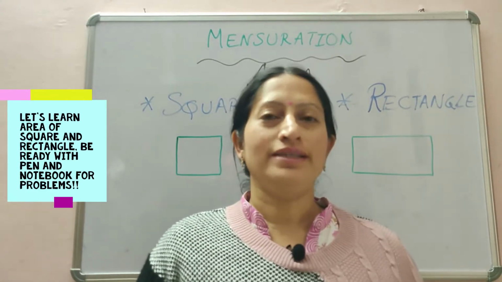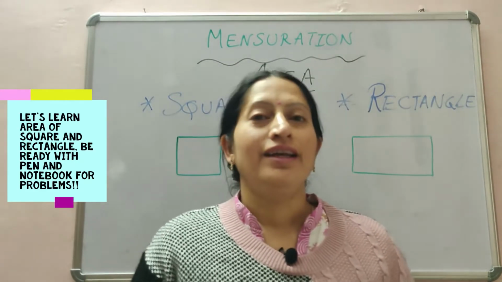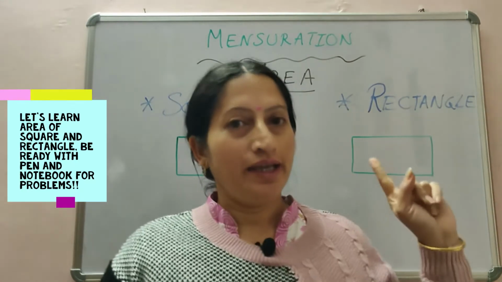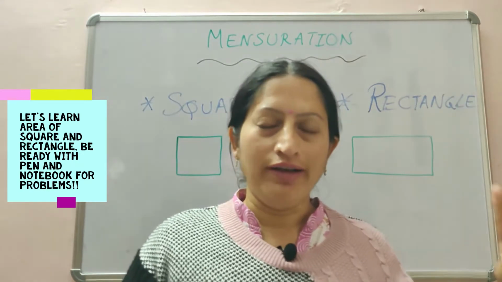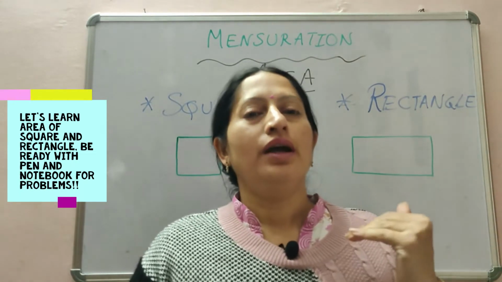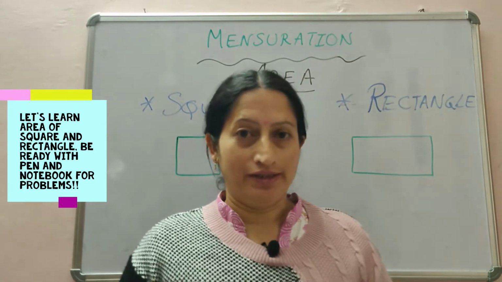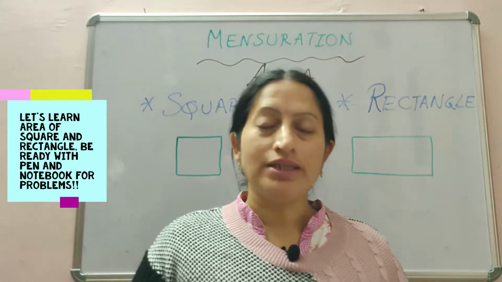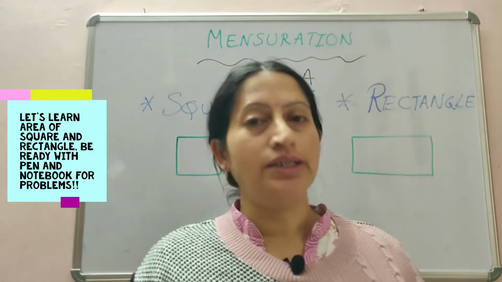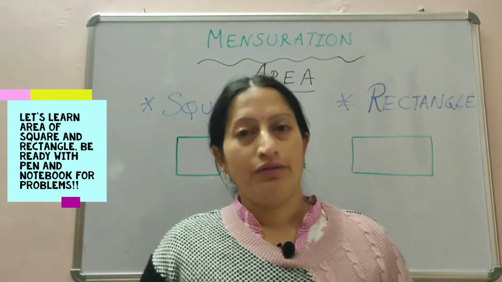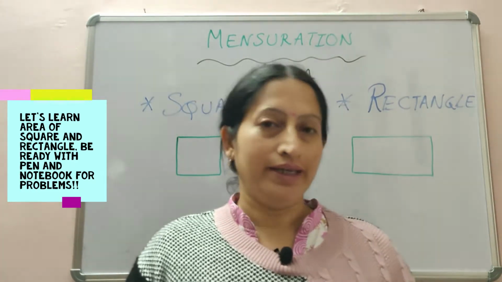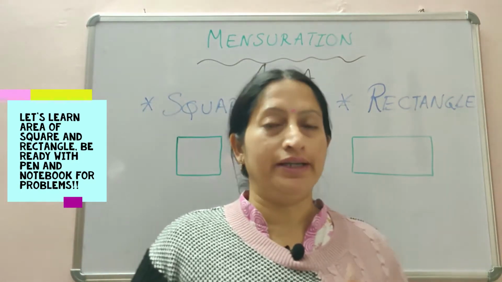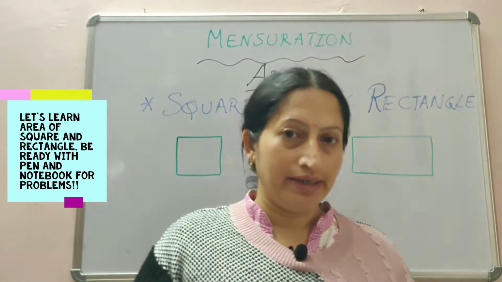Let's continue the series of mensuration. Today we are going to study the area of figures. I have already provided you a video on the perimeter of figures. If you have not gone through that, please go through it and understand how to calculate the perimeter of figures which are square and rectangle. Today I am covering the area of the same figures, that is square and rectangle.